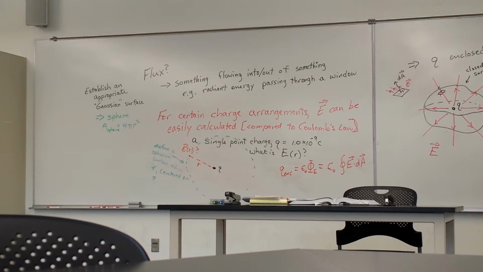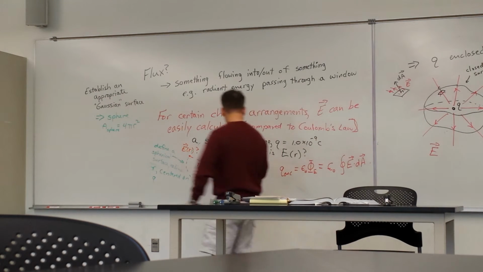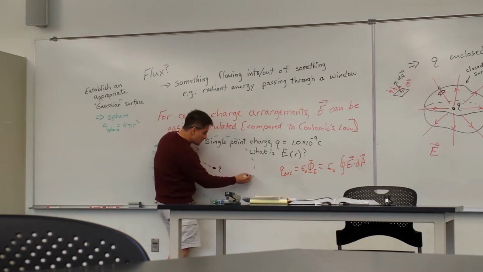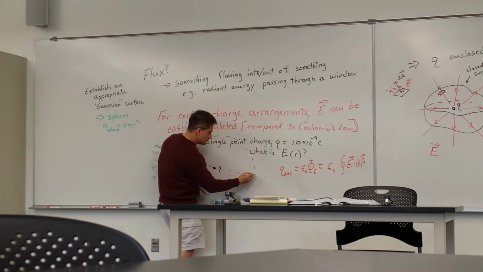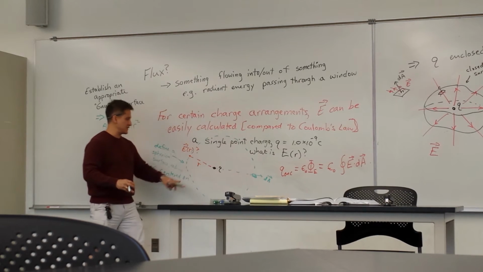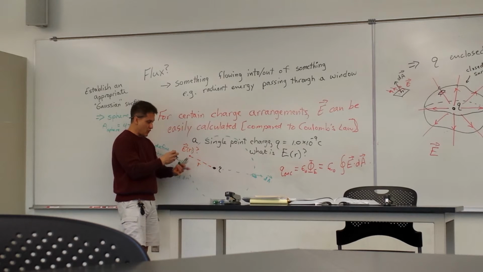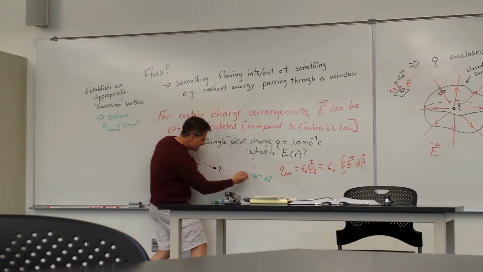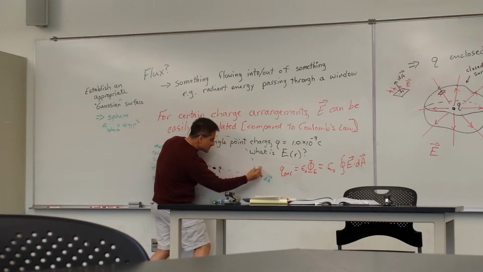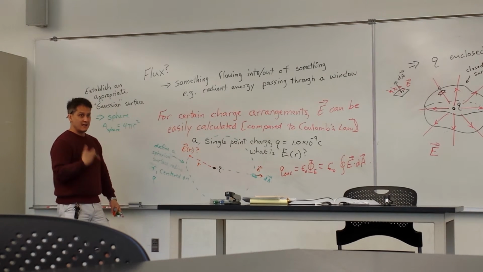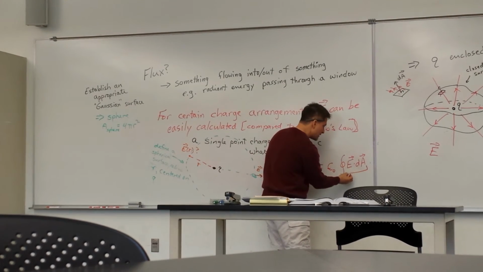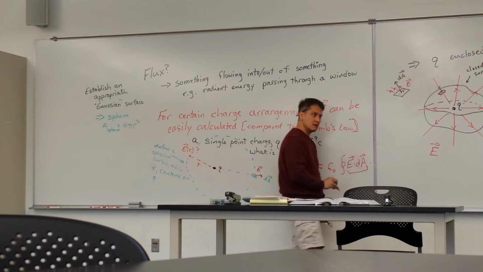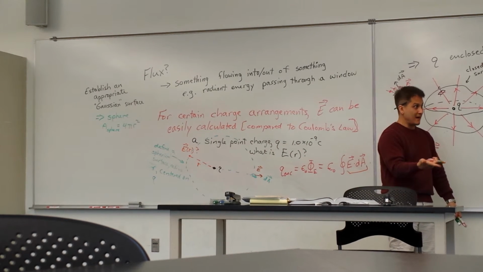But here's the thing. No matter where I am, if I have a little surface over here, dA is pointing radial, with respect to Q, right? Every surface is going to be pointing out. And not only that, whatever the magnitude of the field is, it's also going to be pointing in the same direction. E is going to be constant over all of dA. So for every dA, E is constant, in orientation as well as in magnitude.